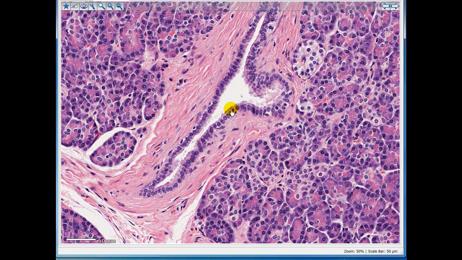And here you have a row of epithelial cells. And these epithelial cells line the ducts that finally coalesce into larger and larger ducts and finally end up in the pancreatic duct that goes into the duodenum. And surrounding that is this pink material, which is collagen. It's a part of connective tissue.